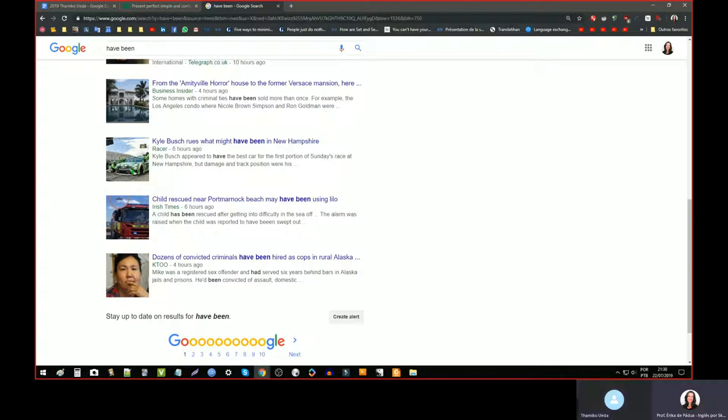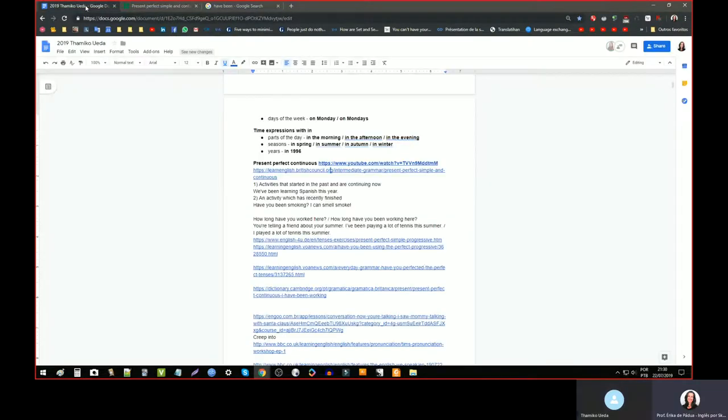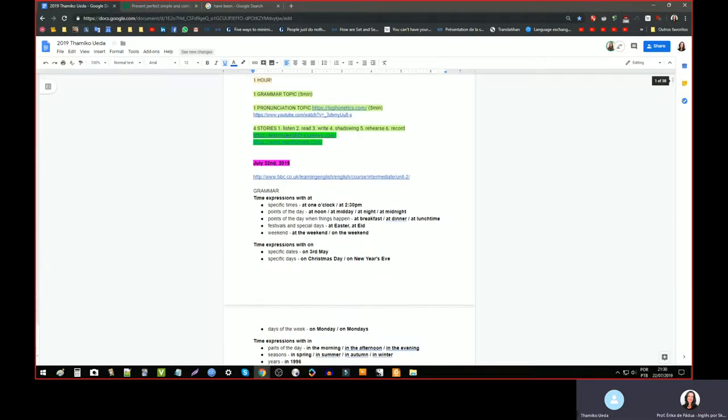So, "Child rescued near Port Marnock Beach may have been using this thing here, Lilo." Don't know what that is. Very nice. Anything else about this? Oh, I think that's it.